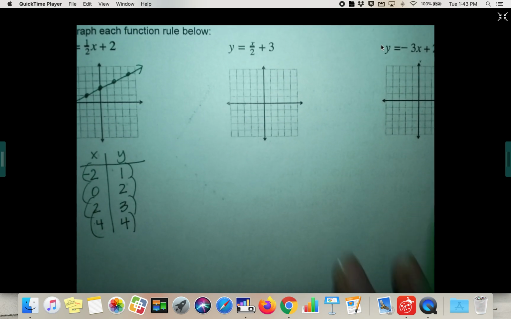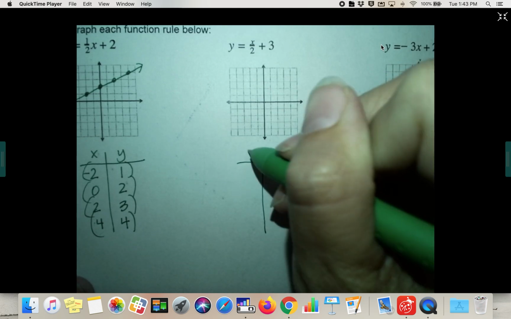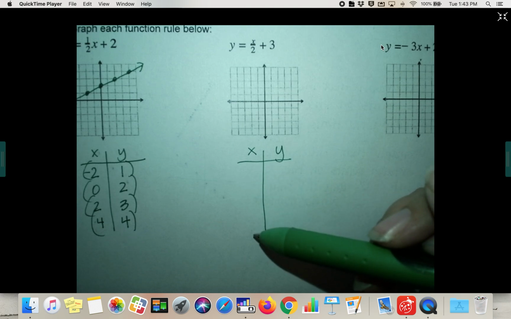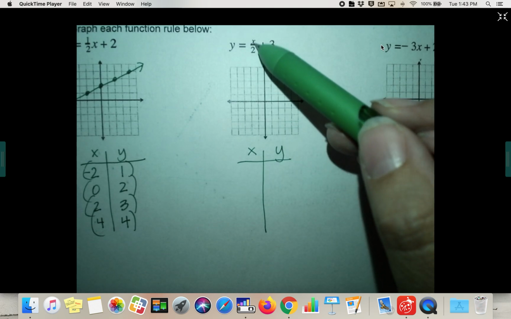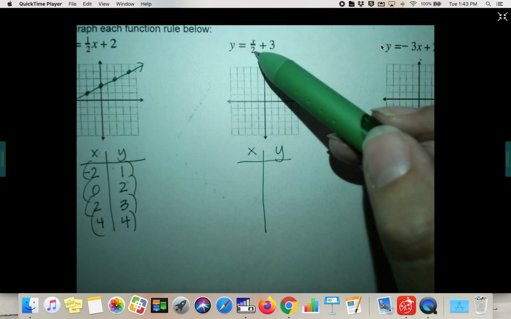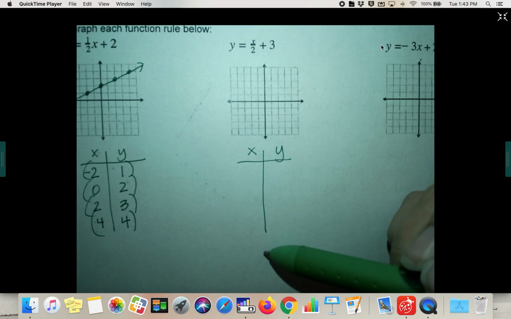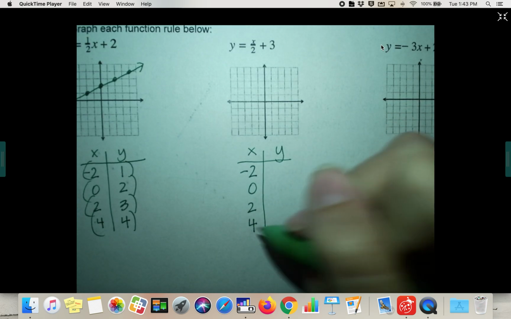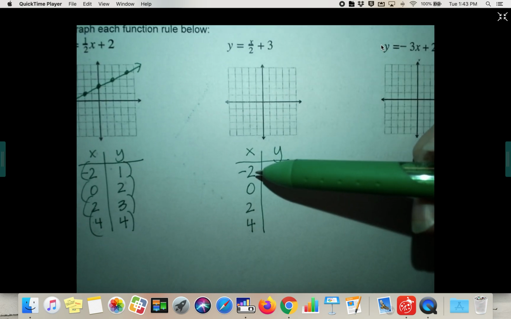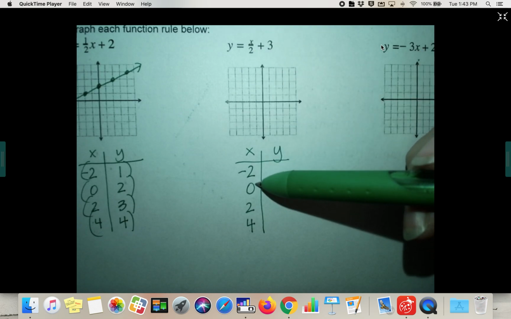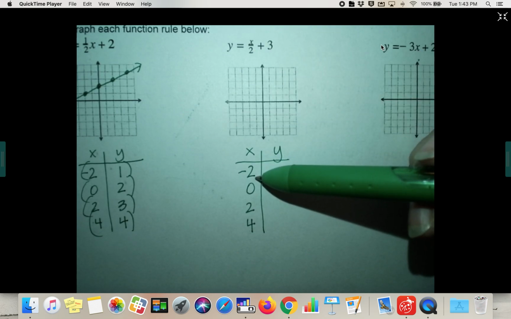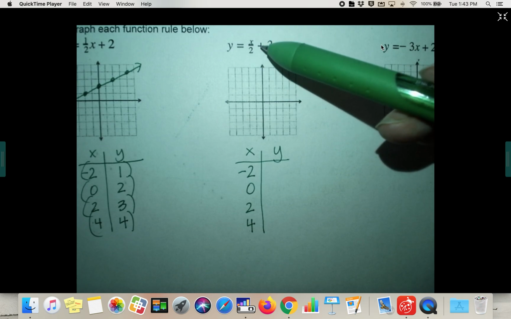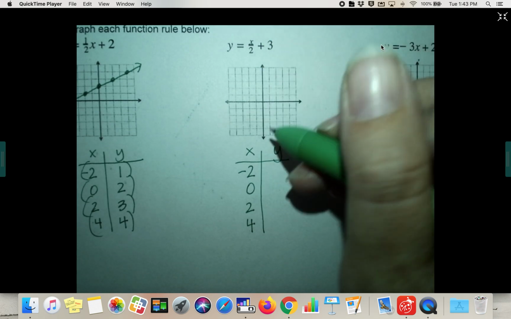Okay, let's try the next one. Make a real quick table of values. I usually again, pick -2 through +2, but again, I notice here I'm going to be dividing each x value by 2, so I don't want weird decimal numbers. So I'm going to choose the same ones I chose earlier because they're even numbers, so they'll be nicely divisible. So we're going to fill in x with our first x value that I chose. So -2 divided by 2 is -1, plus 3 is 2.